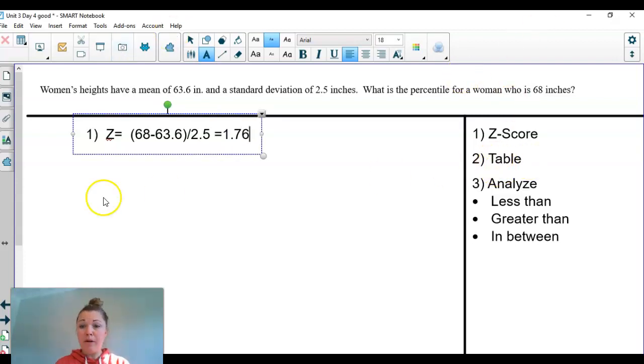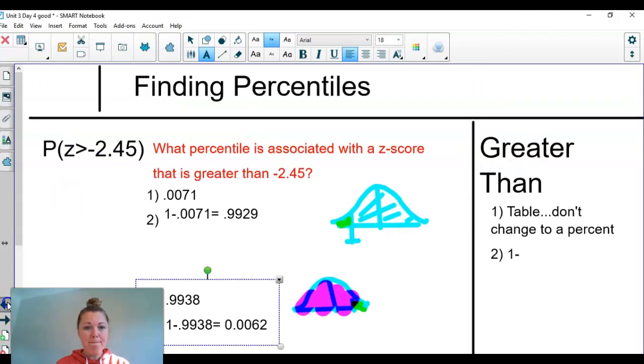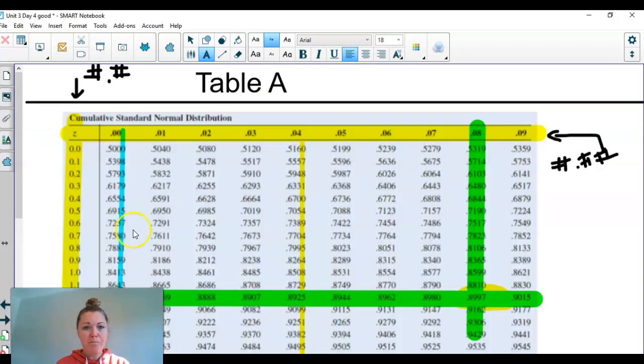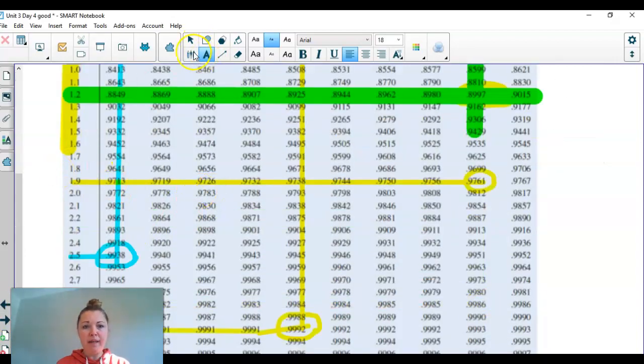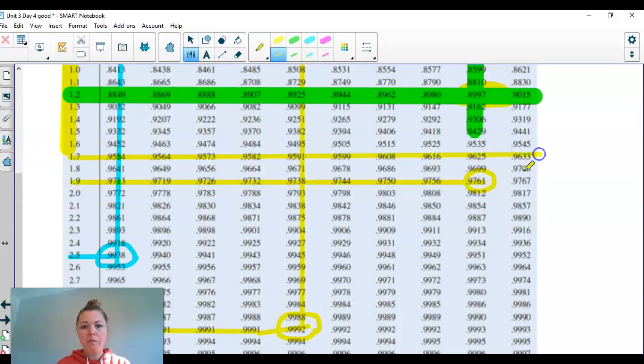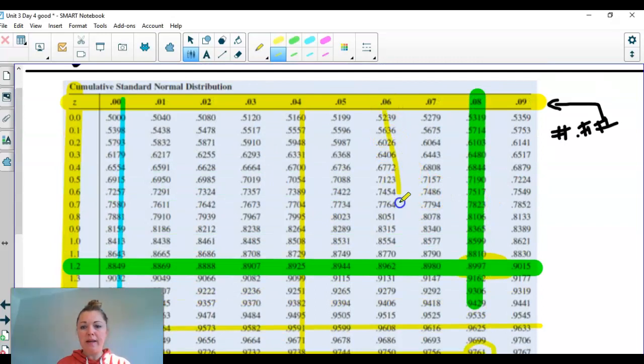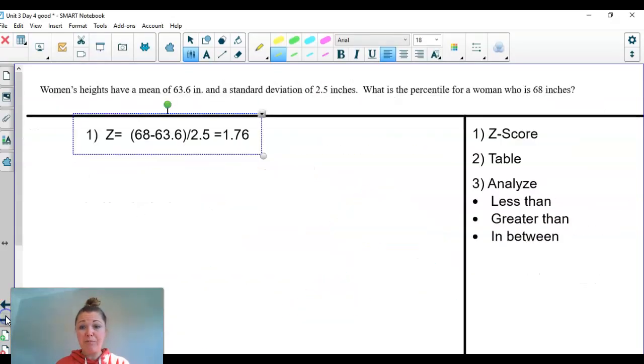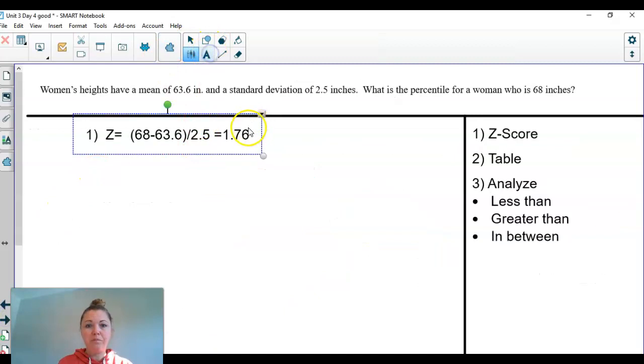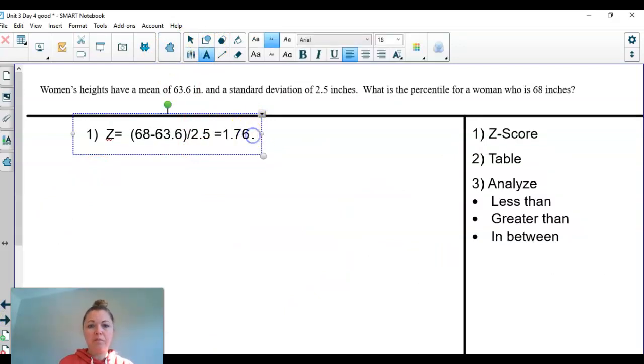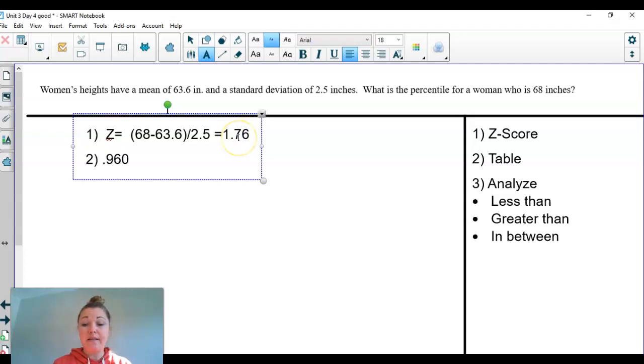Step two, I'm going to go to my table. 1.7 is right here. 6 is right here. I'm going to circle it. I have 0.9608 when I went to my table. So 0.9608. So that was step two.